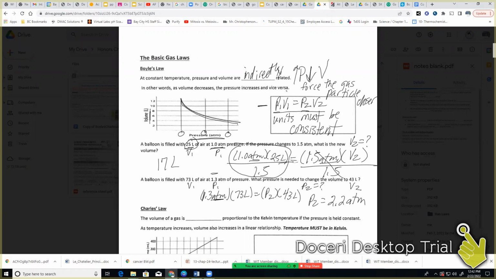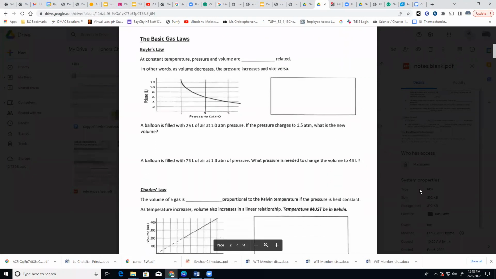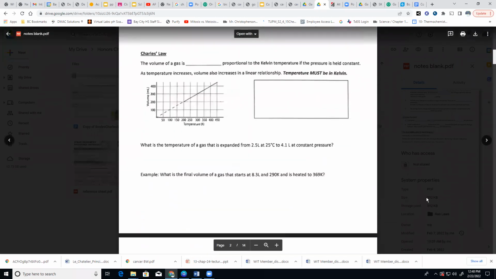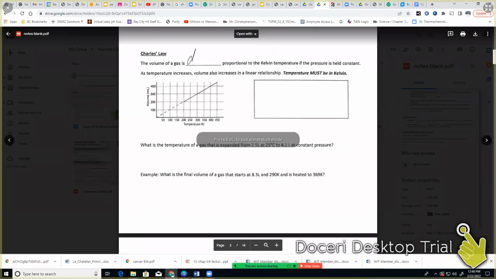All right, so that is Boyle's law. And then we'll look at Charles's. So Charles's law is whenever we're looking at volume and temperature. So on this one, the volume of a gas is directly proportional. Really, Boyle's is the only one that you have indirectly. Pretty much everything else that we look at are direct relationships. And the temperature has to be in Kelvin.